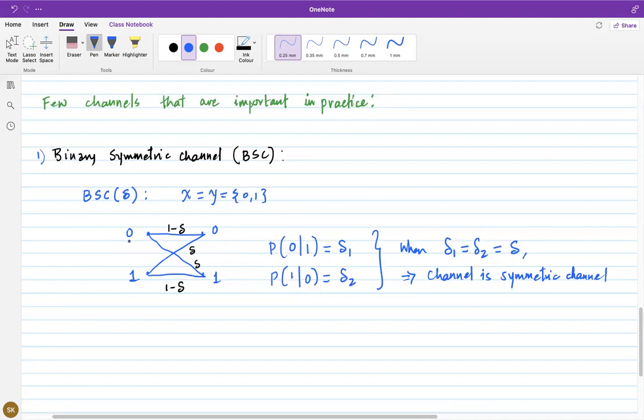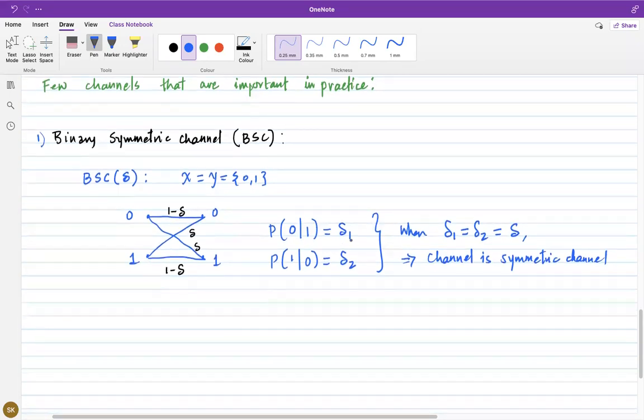If I stand at 0, the way in which I get 0 and 1 is 1 minus delta comma delta, and similarly when I stand at 1, the output distribution that I get is again 1 minus delta comma delta. So the conditional distribution doesn't depend on the input that you actually supply. So delta 1 and delta 2 should not depend on the input messages. It should be the same for all the messages. So that's how we call it a binary symmetric channel.